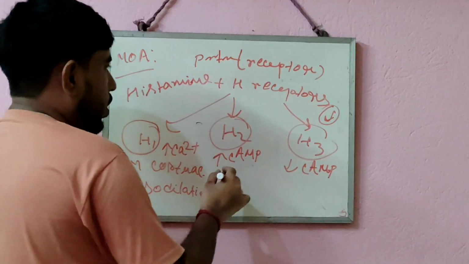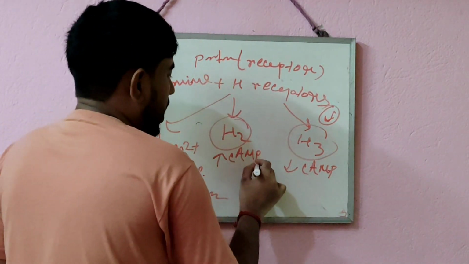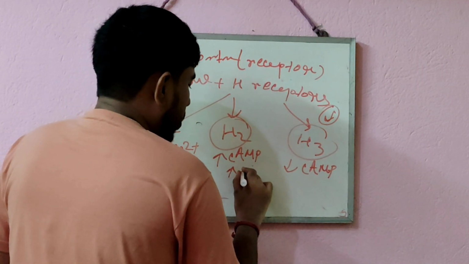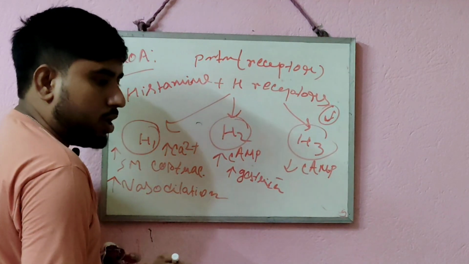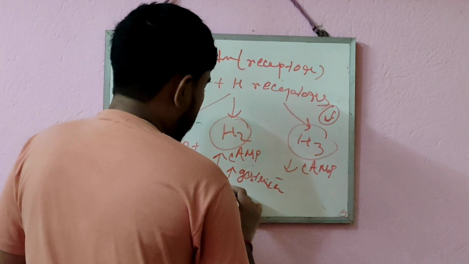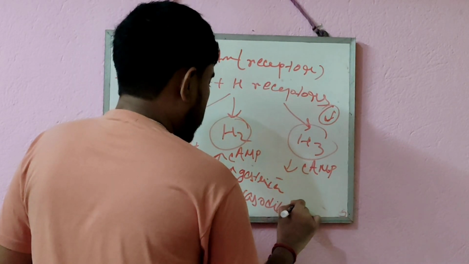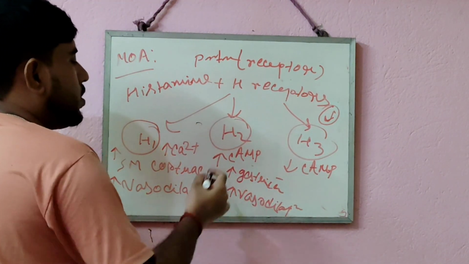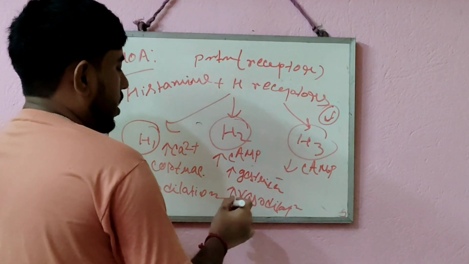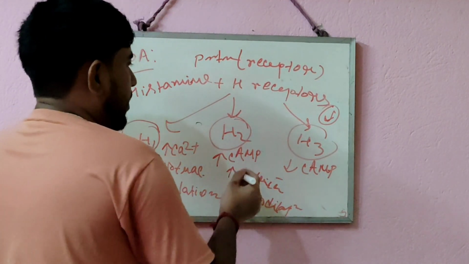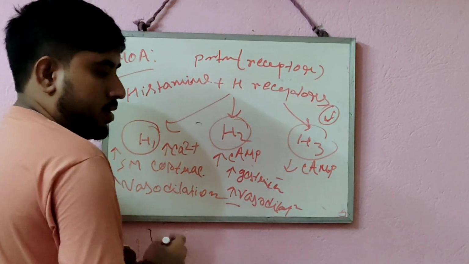Now when histamine binds with the H2 receptor, it increases the amount of cAMP production, which will lead to an increase in gastric acid secretion, and it will also promote vasodilation. So when histamine binds with the H2 receptor, it increases gastric acid secretion and promotes vasodilation by increasing the generation of cAMP, or cyclic adenosine monophosphate.